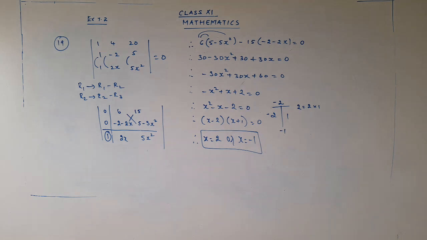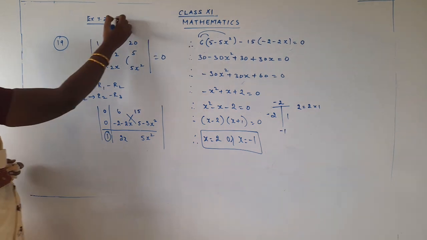Complete the work. I hope you are clear with sum number 19. Okay, now coming to the last sum of the exercise. Yes, we have 2 more sums. Yes, 20th sum will be your homework. You know how to find out the determinant part. So just complete sum number 20 as your homework.